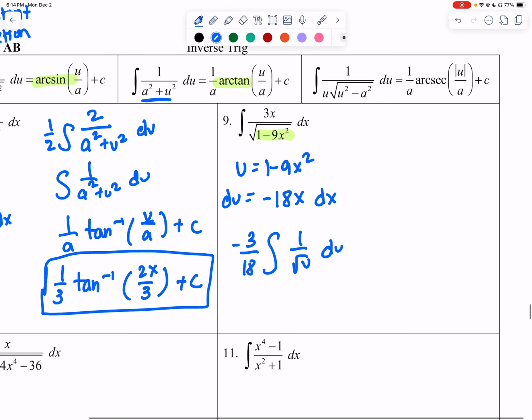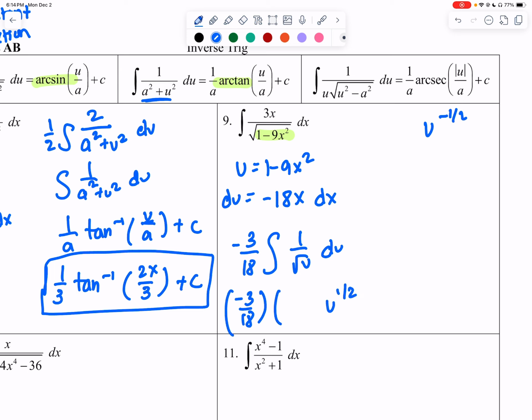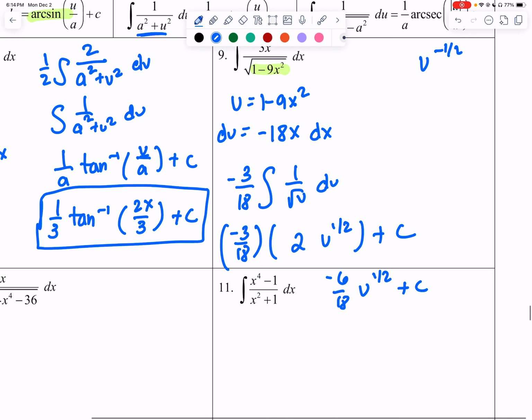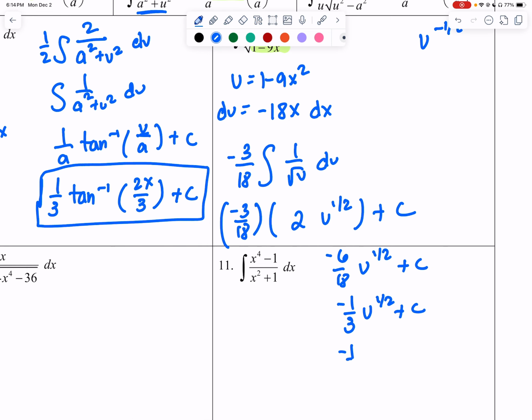We know that the integral of u to the negative 1/2 is: up the power and divide. So negative 3 over 18, up the power, divide. Simplify this a little bit. So negative 6 over 18, which is going to be negative 1/3, u to the 1/2 plus c. And then I get negative 1/3 times 1 minus 9x squared to the 1/2 plus c.